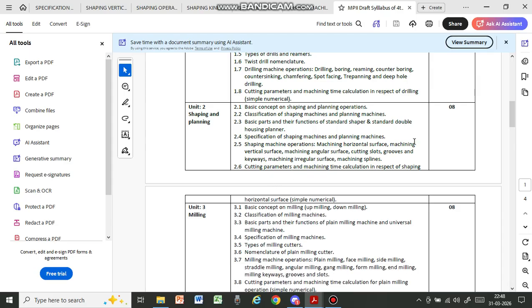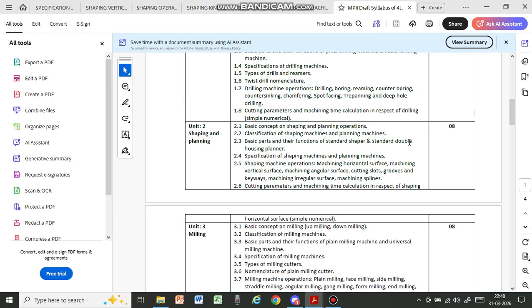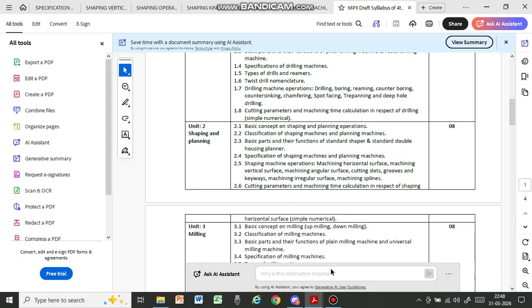Good afternoon, students. You can see the syllabus of Manufacturing Process 2 in front of you. Unit 2, shaping and planing. We are going to take up this topic now. There are certain sections, from 2.1 to 2.6. We will now go into the basic concepts of a shaping machine.